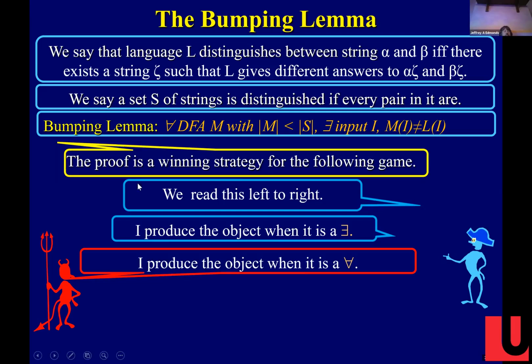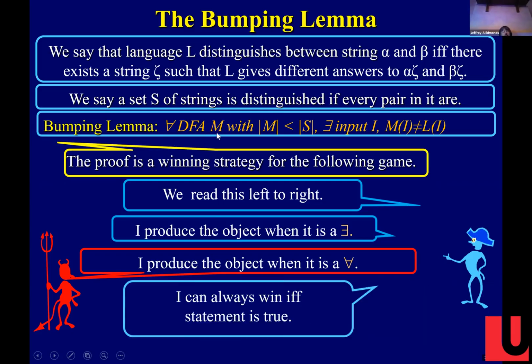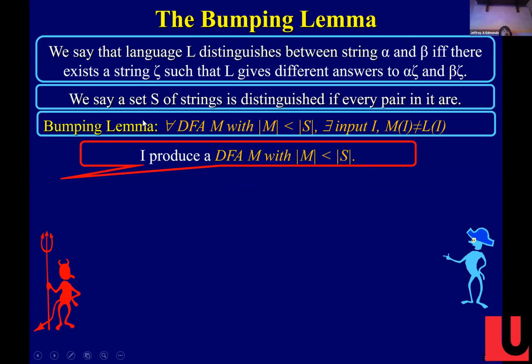Those of you who are not in 1090, the game is you read from left to right. If it's an exists object, then the prover comes up with it. If it's a for all object, then the adversary comes up with it. So let's play the game. It starts with for all DFAs. The adversary gives me some DFA that has fewer than S states.